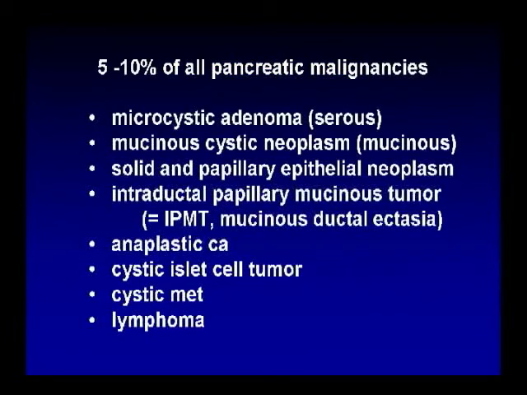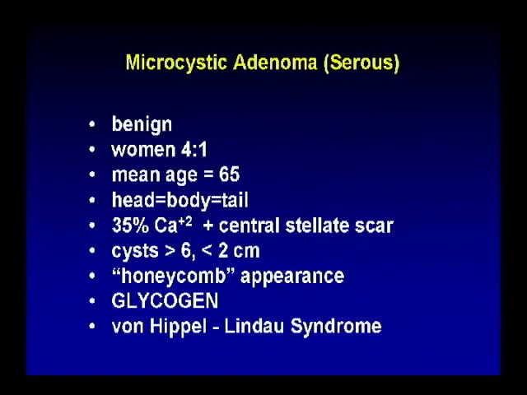Let's move on to cystic pancreatic tumors. These represent up to 10% of all pancreatic malignancies. The top 4 that I have listed here are more common, so those are the ones that I'll discuss. We'll start off with microcystic adenoma.